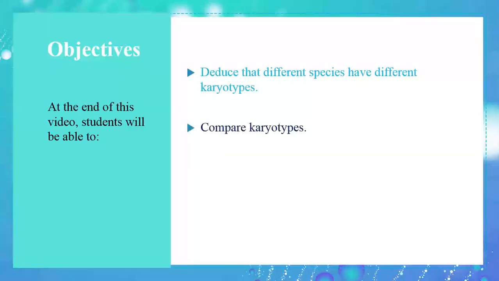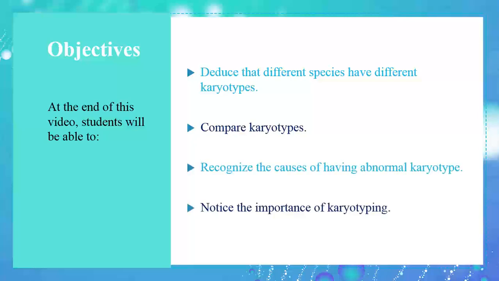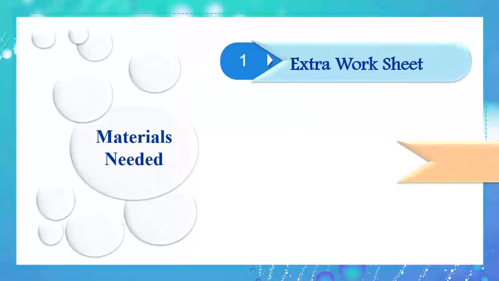At the end of this video you will be able to deduce that different species have different karyotypes, to compare karyotypes, to recognize the causes of having abnormal karyotype, and to notice the importance of karyotype. Please make sure to prepare the extra worksheet and a pencil case.